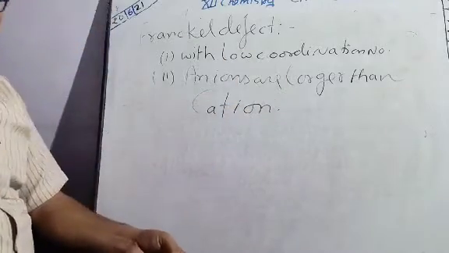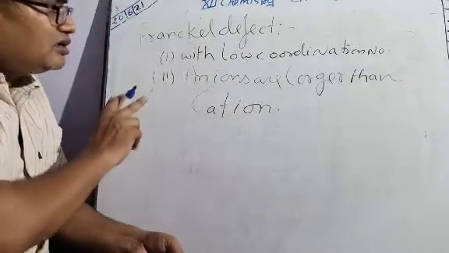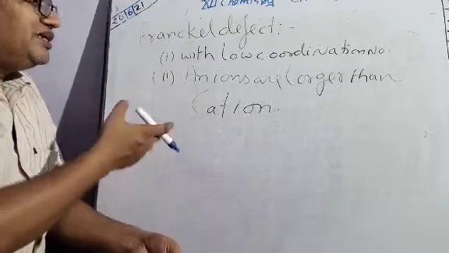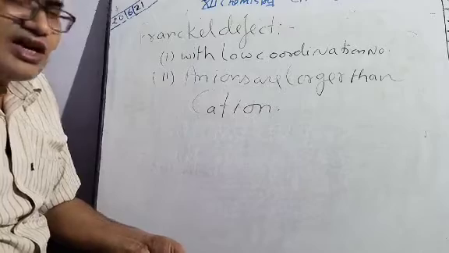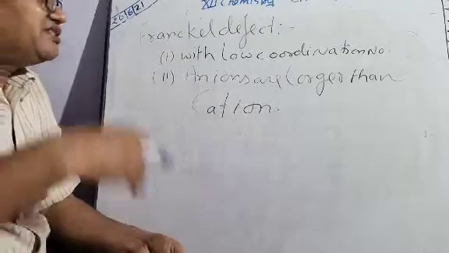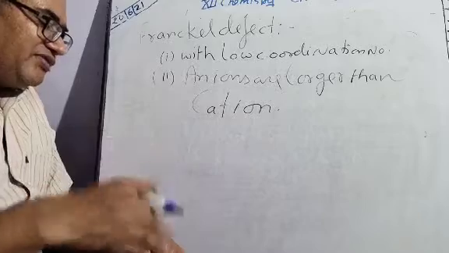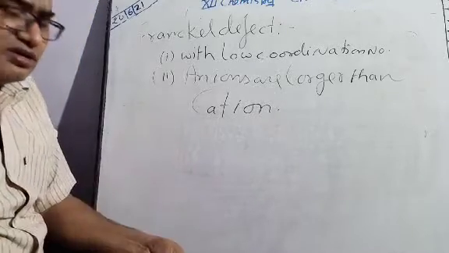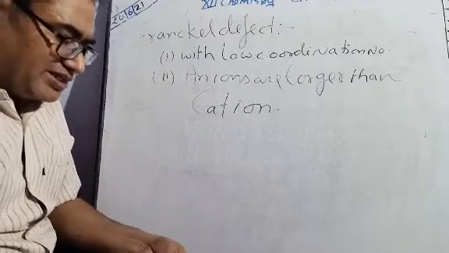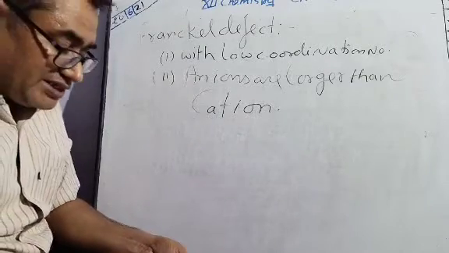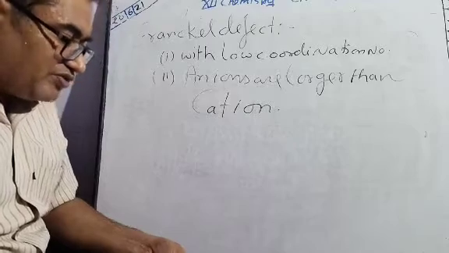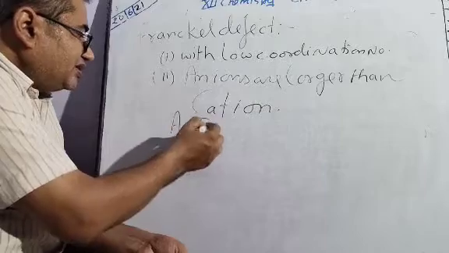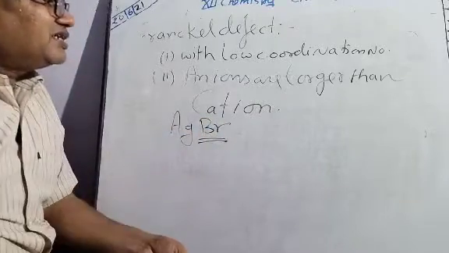When anions are larger than cations and the coordination number is low, then Frenkel defect occurs, because whenever cations are smaller in size, they reach the interstitial position. That is why Frenkel defect occurs. In this kind of defect, density does not change. For example, AgBr. Okay, this is the example.